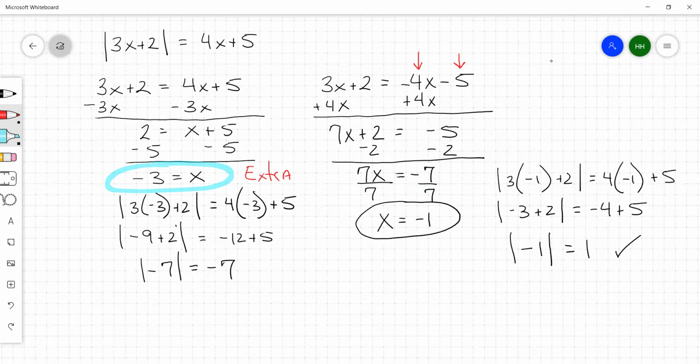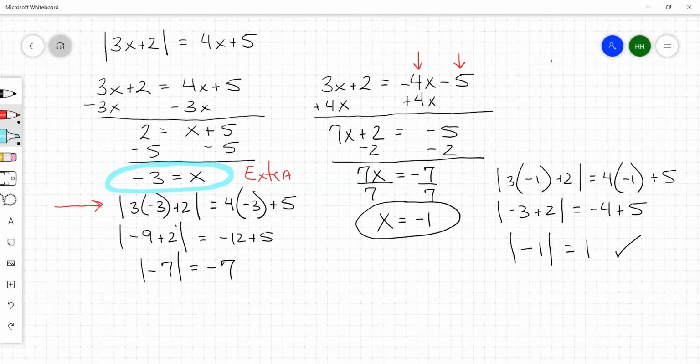And then the only way to determine if a solution is extraneous is to substitute and check. Now, some of you can see right here in this step, if you substitute your negative 3 and then you glance at this right side, 4 times negative 3 is negative 12. Plus a 5 is a negative, right? Anytime the right-hand side of an absolute value equation is negative, it's an extraneous solution. It doesn't work, all right?